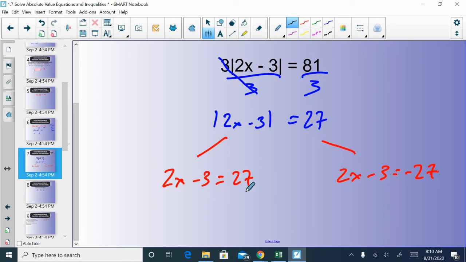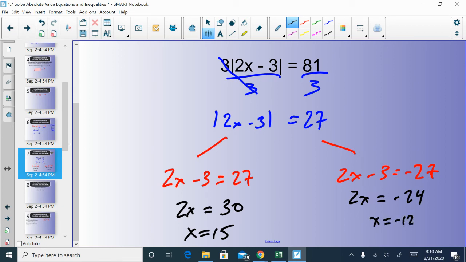In this part, you would add 3 to both sides, and you would get 2x is equal to 30. So x is equal to 15. Same thing over here. You would add 3 to both sides. You get 2x is equal to, when you add 3 to negative 27, you get negative 24. So x is equal to negative 12.